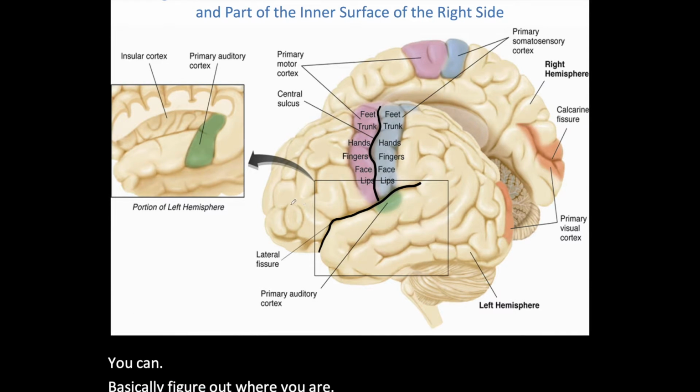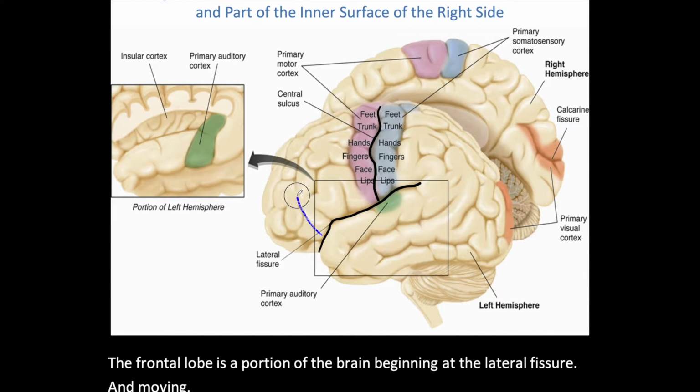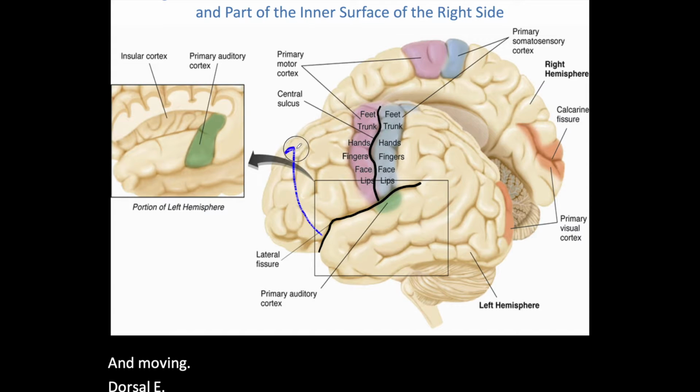The frontal lobe is a portion of the brain beginning at the lateral fissure and moving dorsally, and what is this? Caudally, until the central sulcus. And this entire zone is frontal lobe.